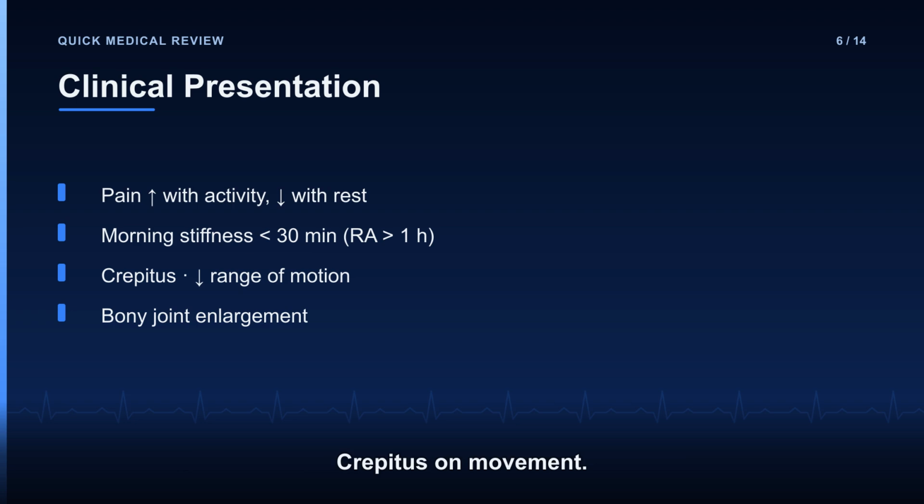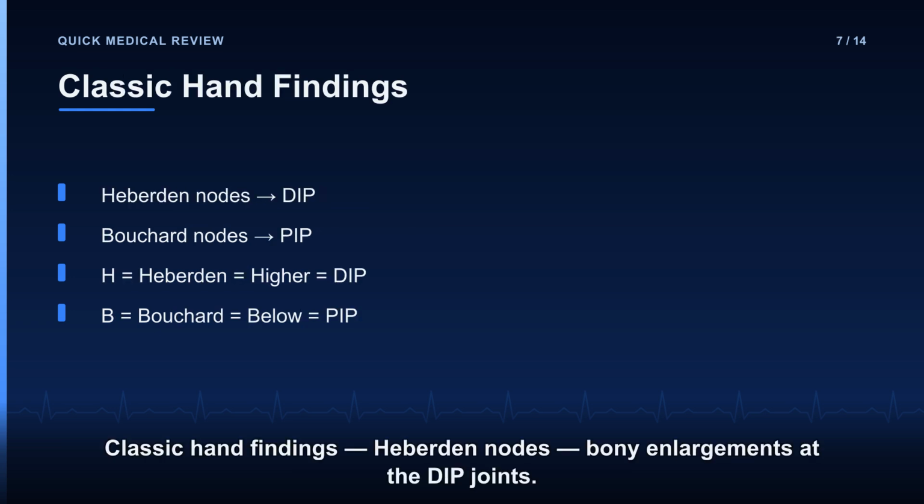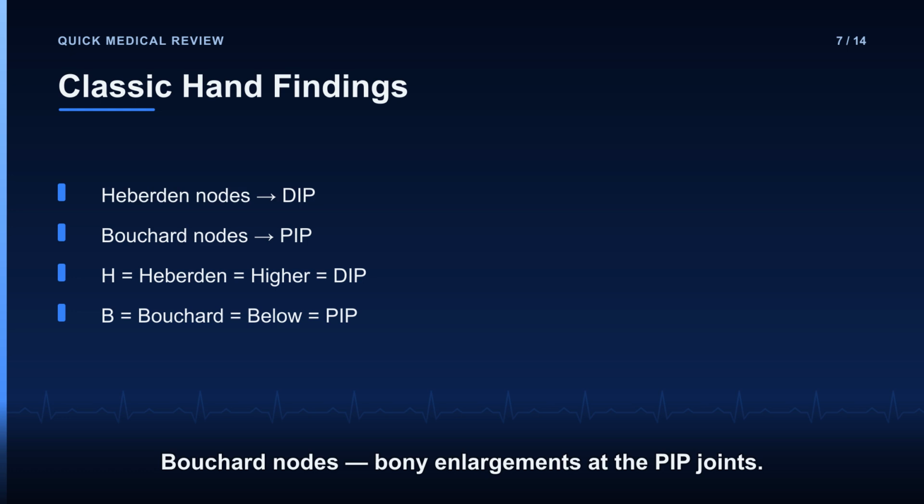Crepitus on movement, decreased range of motion, bony enlargement of the joints. Classic hand findings: Heberden nodes, bony enlargements at the DIP joints. Bouchard nodes, bony enlargements at the PIP joints. Remember H for Heberden and higher DIP, B for Bouchard and below PIP.